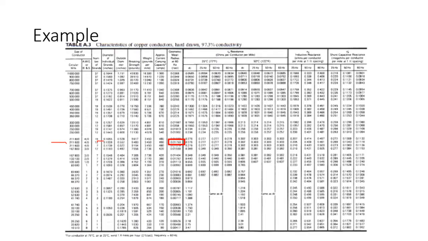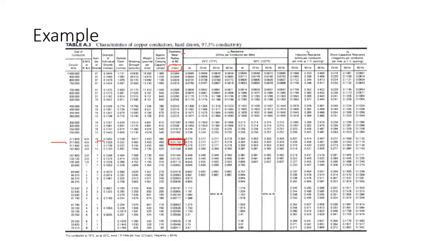This is written in what? In feet also. It's written geometric mean radius in feet at 60 hertz. In the assignment, I asked you to use this table here, whether 50 or 60, that's okay. Although it's given as 60, it's okay, because we don't have a table for the 50 hertz sheet.